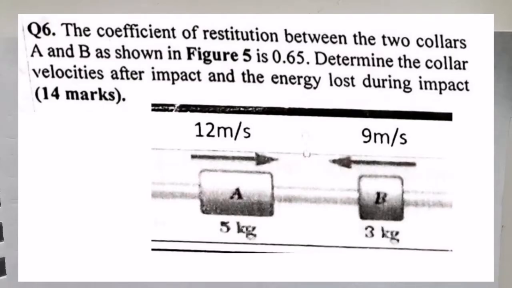So in this video, we are going to explain the concept of momentum and coefficient of restitution using this particular question. The question says, the coefficient of restitution between the two collars A and B as shown in figure 5 is 0.65. Determine the collar velocities after impact and the energy loss during impact.